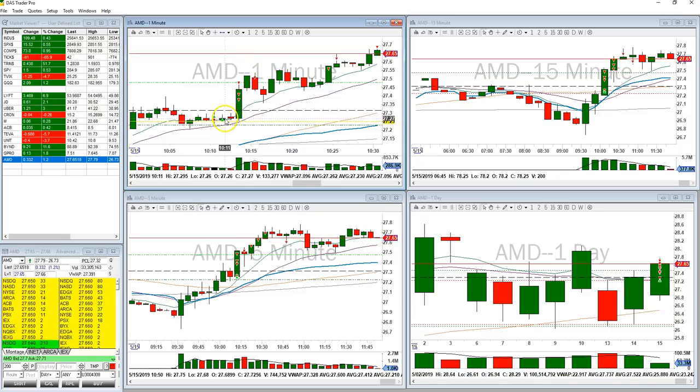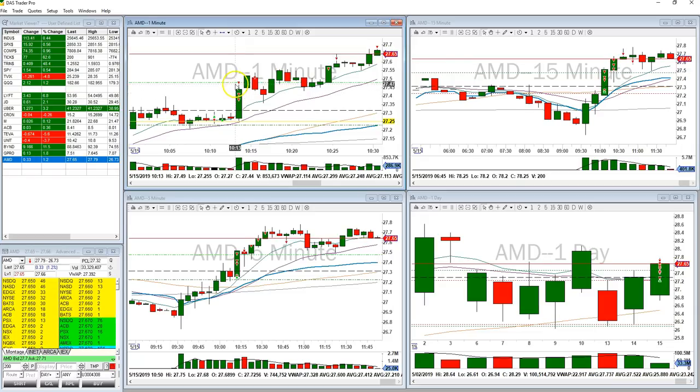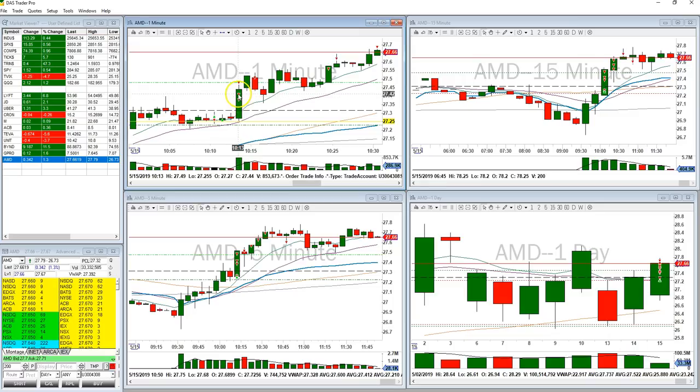Since I was in at 27.27 with a 5 cent risk, I went ahead and got my first partial at 27.37. That's my 2-to-1. And then I grabbed another partial here at 40. I grabbed another partial here at 27.48, and then it pulled back really hard against me. And it went a little bit lower than I thought it was going to go.